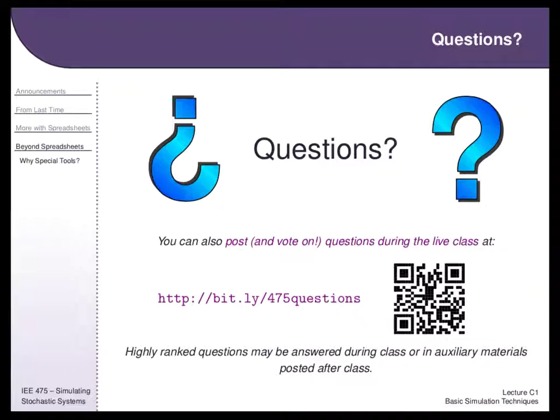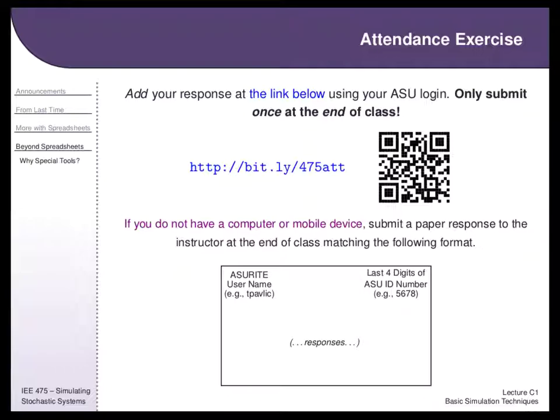Otherwise, let's see the attendance response here. And so the question here is, the central limit theorem states that if you add up a bunch of independent random variables together, what is the approximate distribution of outcomes you get? What distribution is the limiting distribution when you add up a bunch of independent random variables?